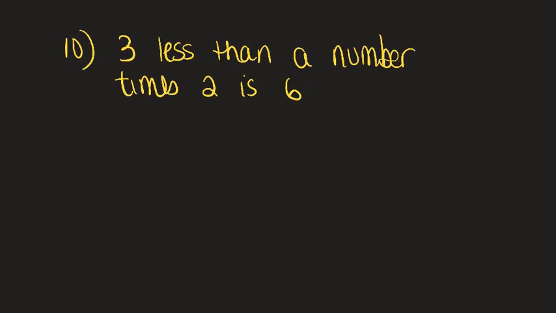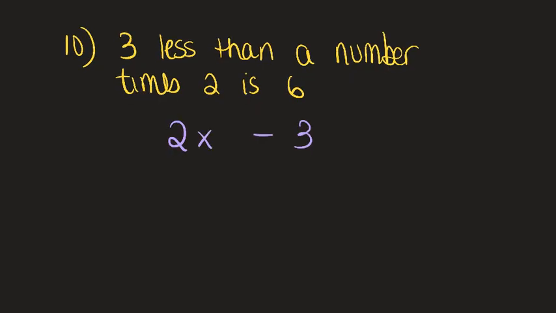Your next question, 3 less than a number times 2 is 6. This will have an equal sign. Type in what that looks like. Three less than, not 3 minus, 3 less than a number times 2 is 6. I would also accept the equals and the 6 up front.